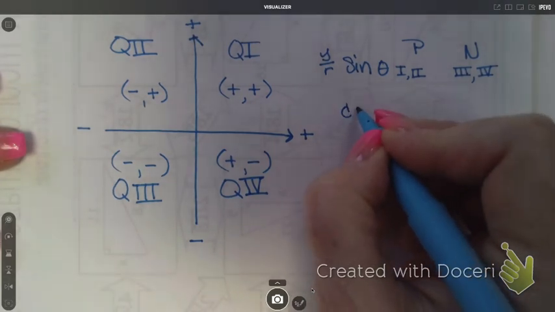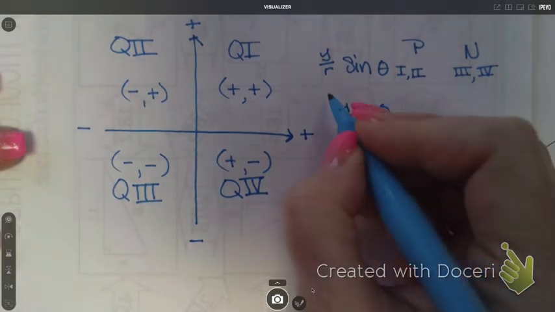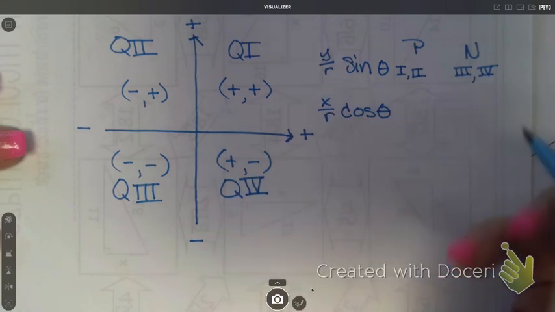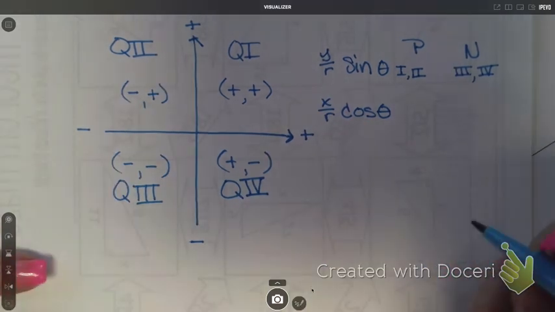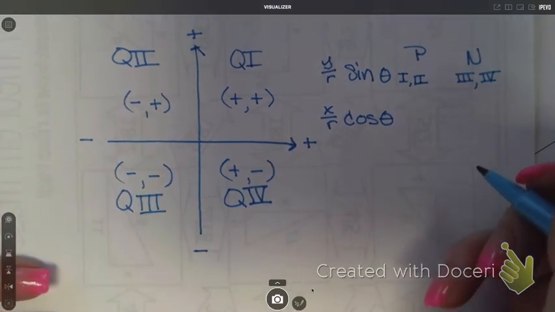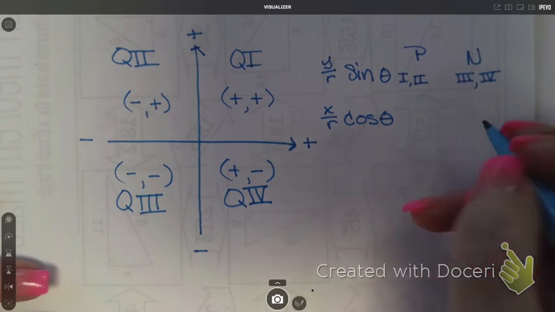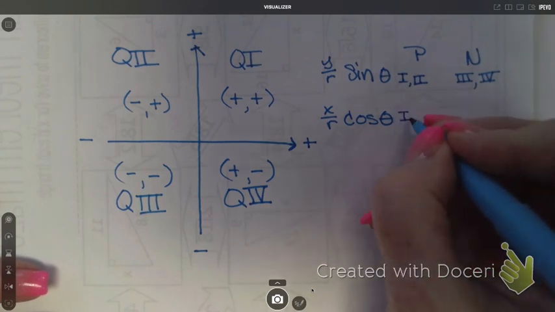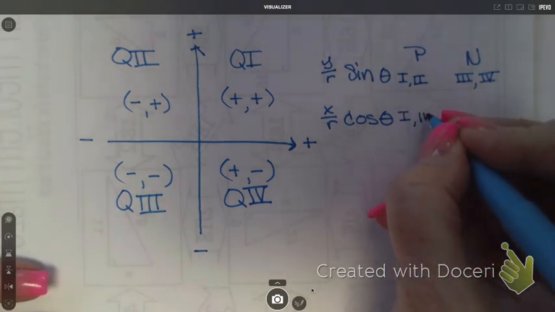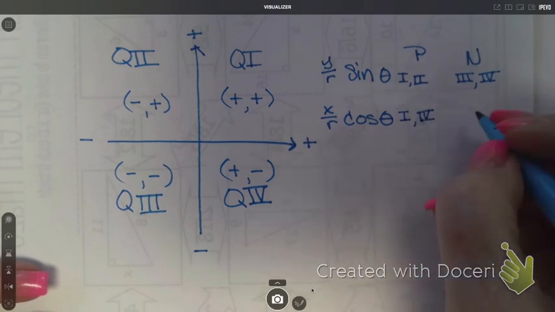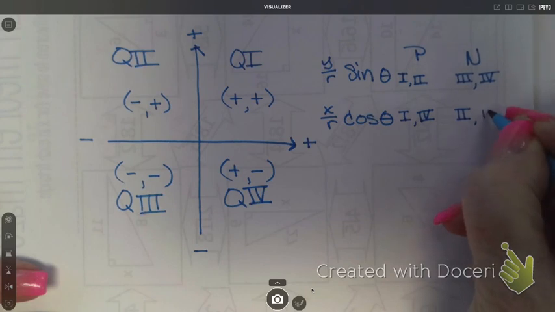Okay, cosine is x over r. What quadrants is cosine positive in? Quadrant I and quadrant IV. And it's negative in II and III.